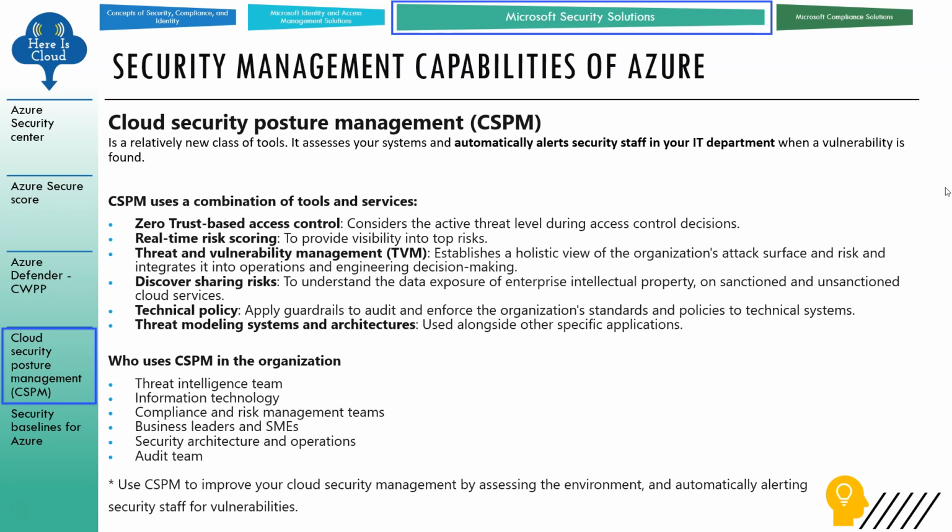So who are the typical users of CSPM in the organization? It could be the threat intelligence team, information technology team, compliance and risk management team, business leaders, SMEs, security architects, and audit team. So when do we use it? We use CSPM to improve cloud security management by assessing the environment and automatically alerting security staff to vulnerabilities. This is a key point to remember.